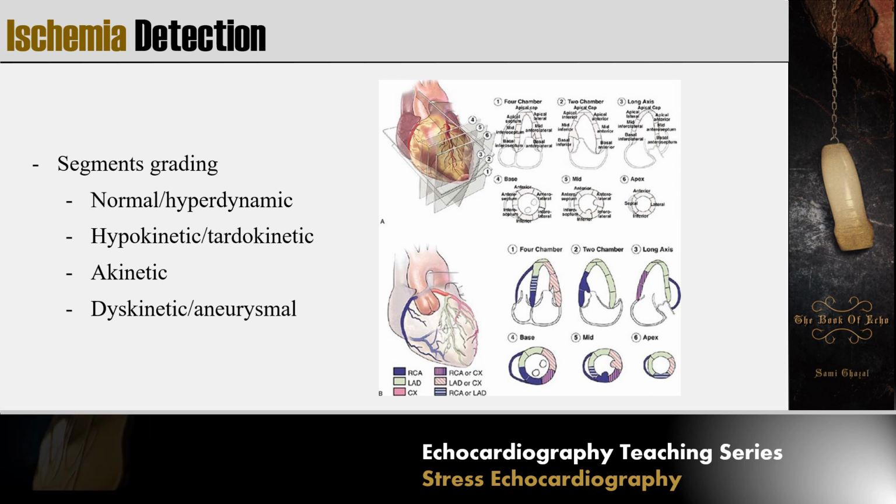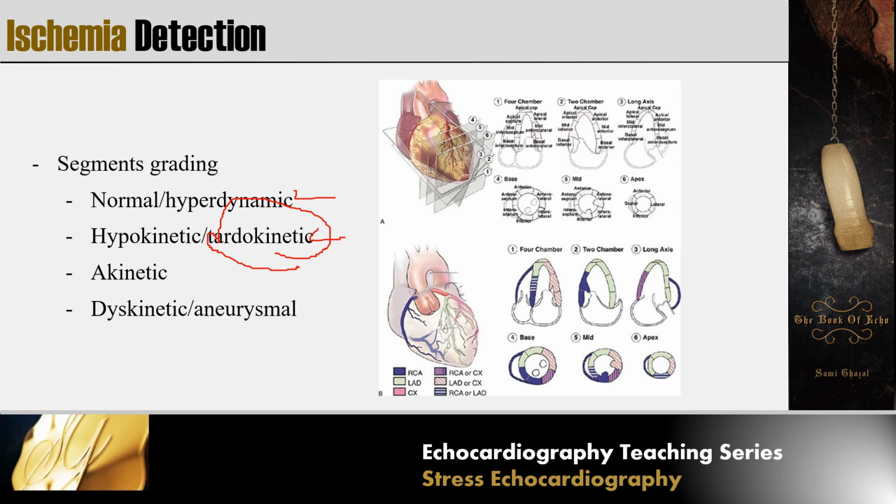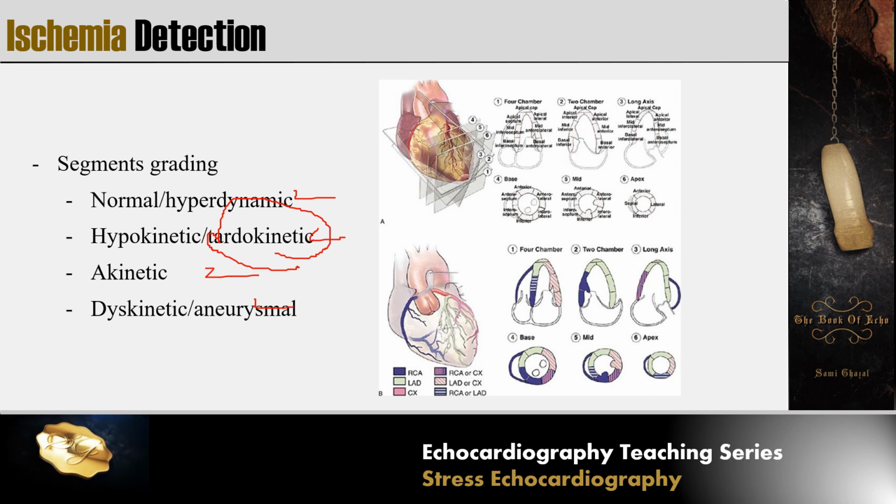Now, again, we use the standard 16 or 17 segment model. We have normal or hyperdynamic. We also say hypokinetic or tardokinetic. So if the timing of the contraction is late, after the end of systole, we call it tardokinesis, and we deal with it as ischemic, like the hypokinetic. Also, there is the akinetic, dyskinetic, and aneurysmal. The same we use for resting echocardiography.